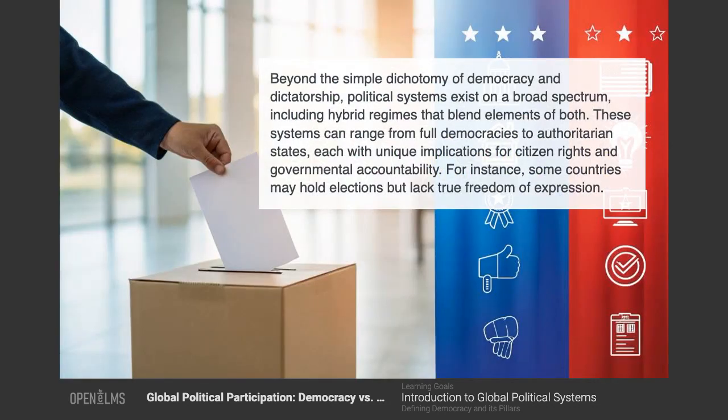Beyond the simple dichotomy of democracy and dictatorship, political systems exist on a broad spectrum, including hybrid regimes that blend elements of both. These systems can range from full democracies to authoritarian states, each with unique implications for citizen rights and governmental accountability. For instance, some countries may hold elections but lack true freedom of expression.